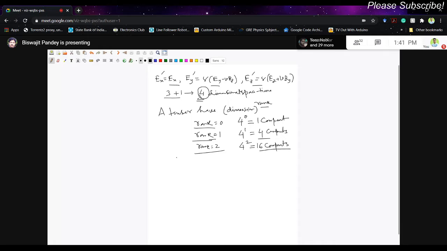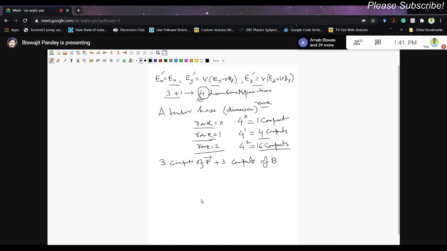But if we combine three components of E and three components of B, we have altogether six components which have to fit into a mathematical object. Right now we are just guessing that it could be some mathematical object which is a tensor of rank 2. So let us just explore this possibility. We are not deriving it in a rigorous manner.